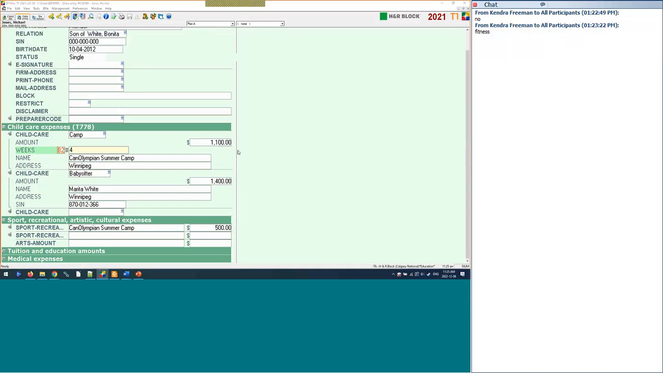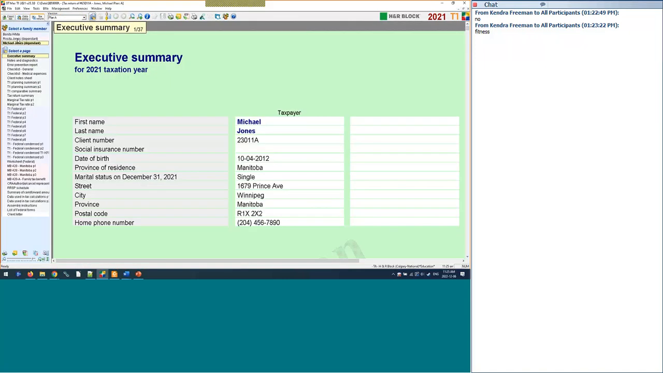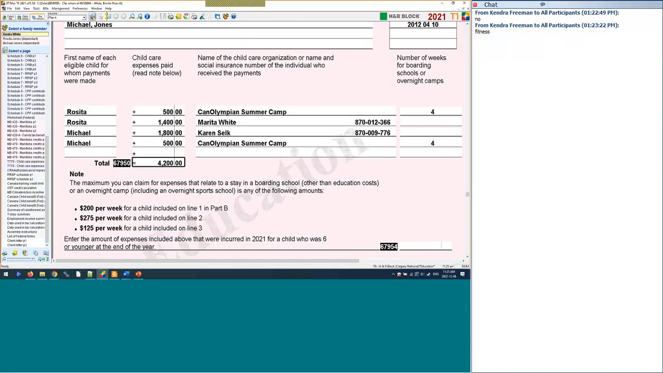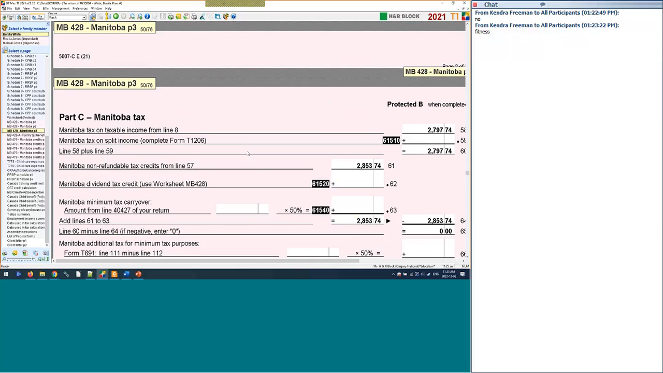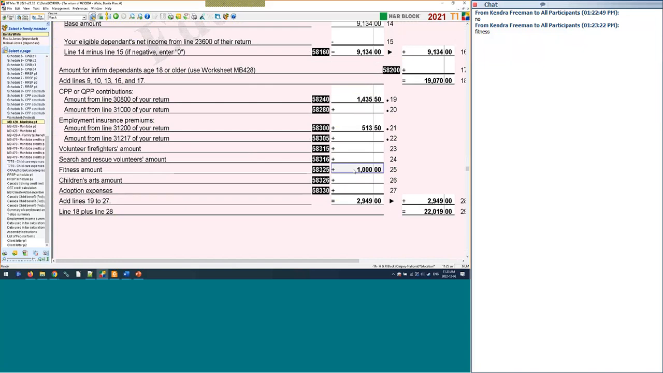Okay. Then I go into Michael and do the same thing. I'm going to reduce the camp by $500 and move that over to a fitness amount. If I do that, when I go to Bonita's file and into her credits, she is now going to get on her return an additional $1,000 of fitness non-refundable provincial credits. The benefit of that in her case is 10.8% of that $1,000, which is going to give her a bigger refund.